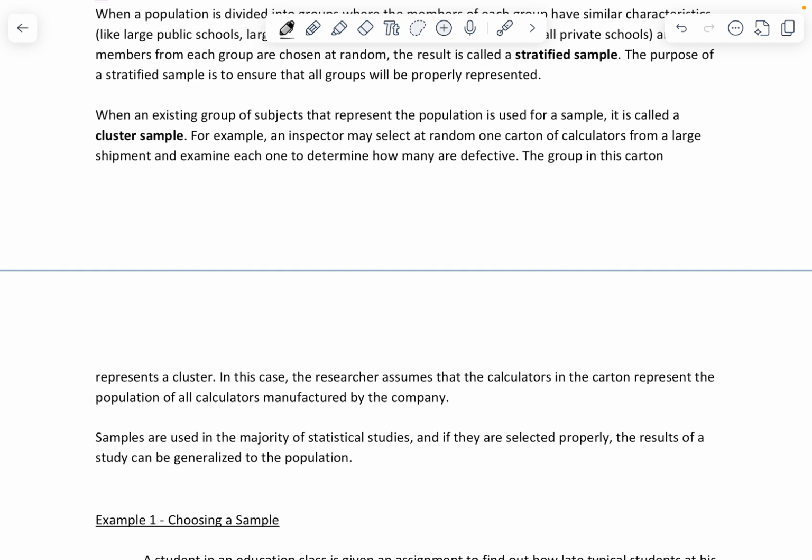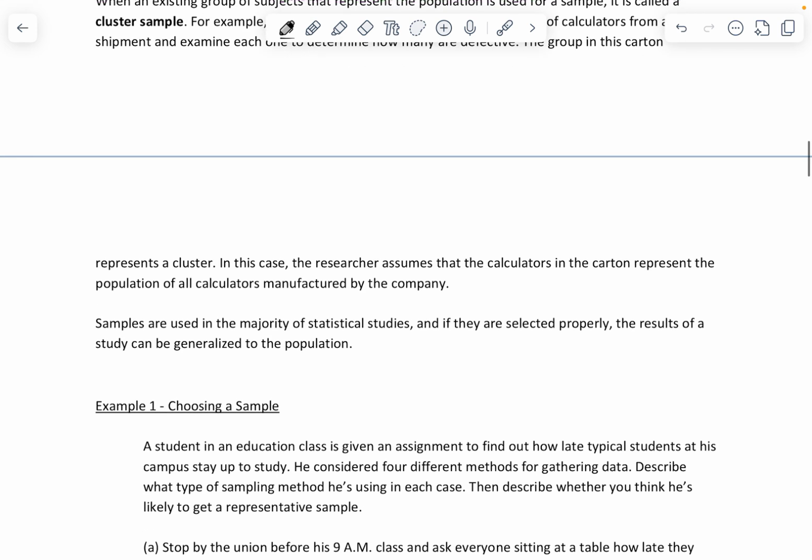Samples are used in the majority of statistical studies, and if they are selected properly, the results of a study can be generalized to the population. Let's look at an example.